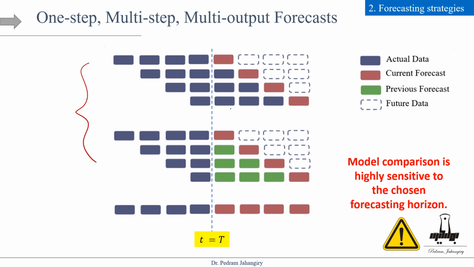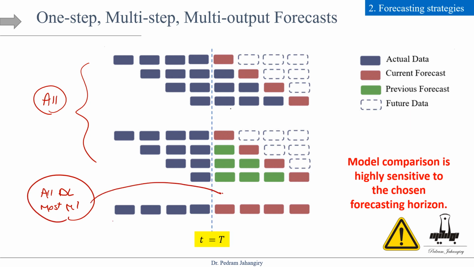All the classical machine learning, econometric, and deep learning models are able to create these forecasts for you. But when it comes to multi-output, not all the models are capable of doing that. For example, your traditional ARIMA and ETS models are not designed to create that. Not all the machine learning models are able to do that, but I would say all the deep learning models, and most of the machine learning models, are able to create multi-output forecasts at the same time.